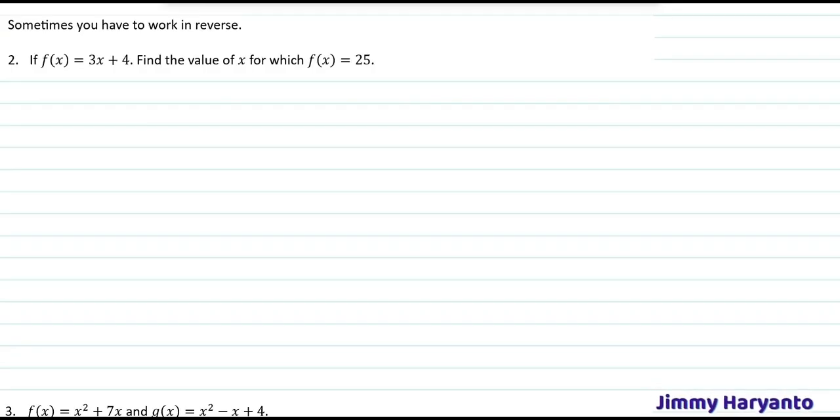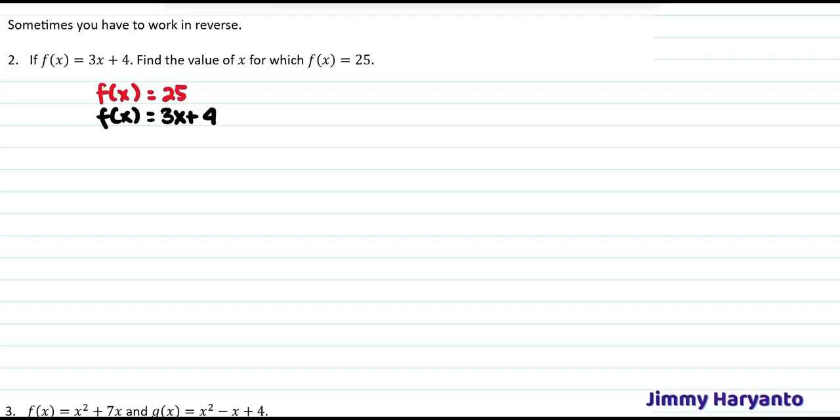But sometimes in math you have to work in reverse. That means the question is reversed. So in the previous question you have to find the value or the result. That means in these questions the result is already given. So first the question tells you that the rule is 3x plus 4, and then the question also tells you that the fx or the result is equal to 25.